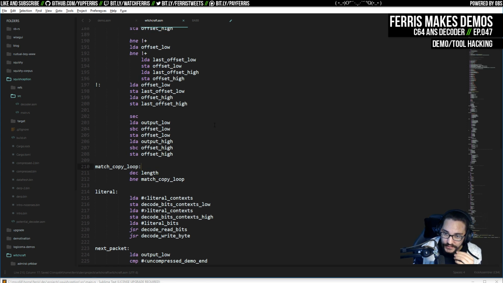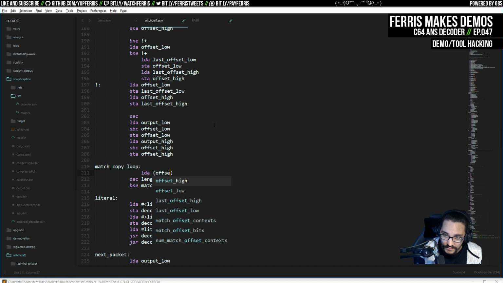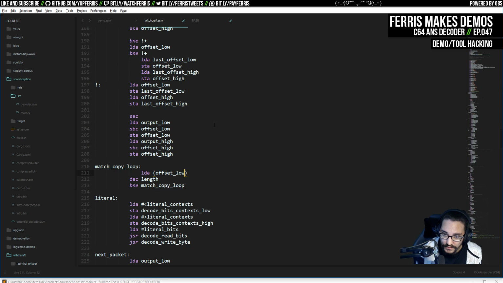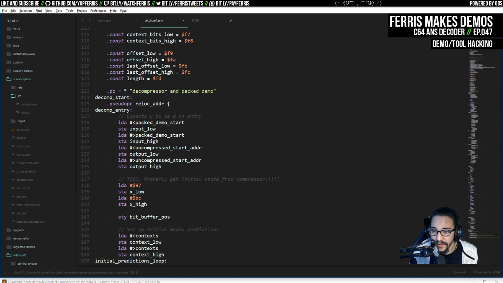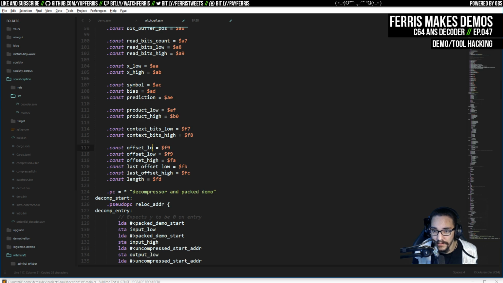So this becomes really easy. We load A with the value at offset. And I'm actually just gonna call this offset. It's the way that I've done this when you refer to these as pointers.